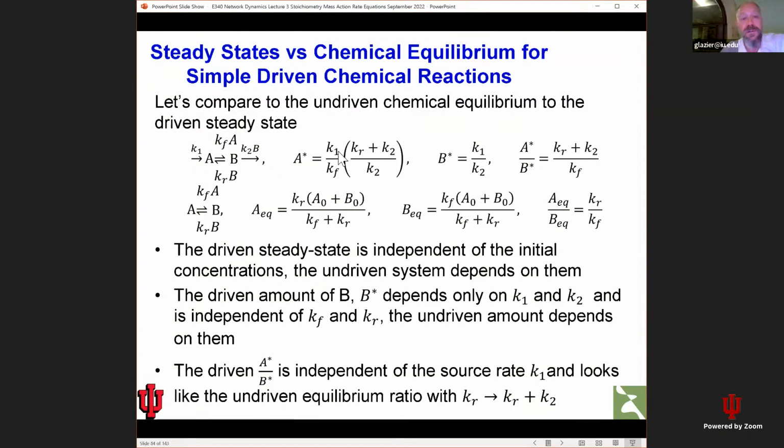A star has the form K1 over K2 times KR plus K2 over KF. A at equilibrium is KR over KF plus KR, times A naught plus B naught. B star is K1 over K2, as opposed to the more complex form here. The ratio of A star over B star is KR plus K2 over KF with the decay, and KR over KF without the decay.